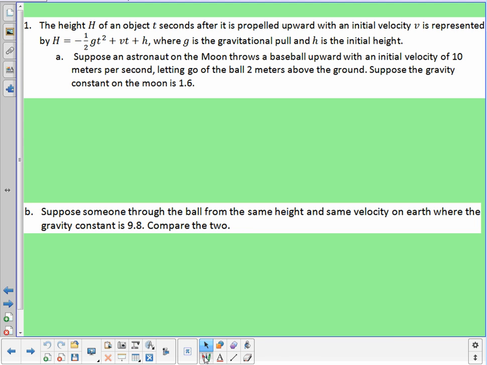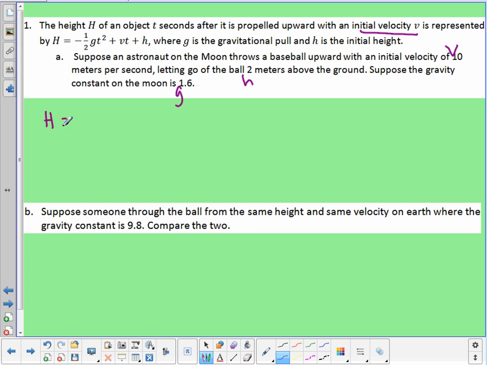So let's talk about all those numbers that are given to us. We want to figure out how long it is going to take for this baseball to hit the ground if the astronaut is standing on the moon. We've got an initial velocity of 10 meters per second, that's going to be our v. Then we've got the ball 2 meters above the ground, which is h, and a gravity constant of 1.6, which is g. I'm going to take all that and plug it into my equation.